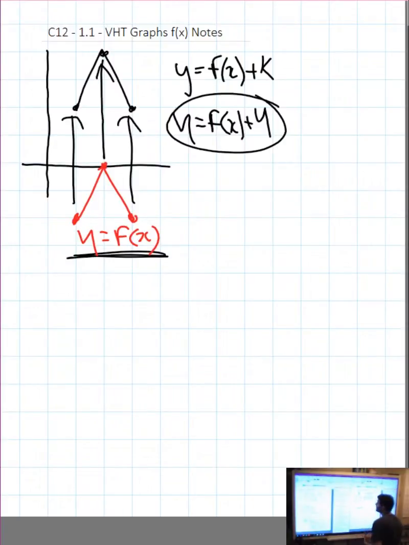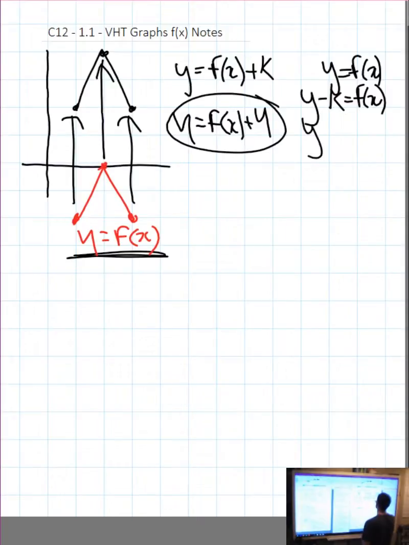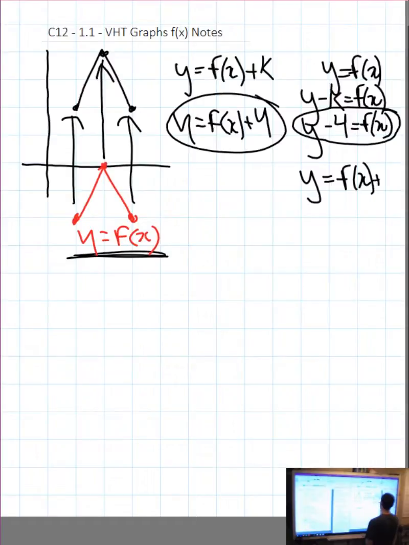Feel free to do it properly and say y equals f of x and substitute y minus k in for y, and then add k to both sides, and simply substitute y minus 4 equals f of x. A very valid equation. Sure, we could take that equation and add 4 to both sides and say f of x plus 4, but that's the same equation that we wrote before. So remembering, we can write it in both ways.